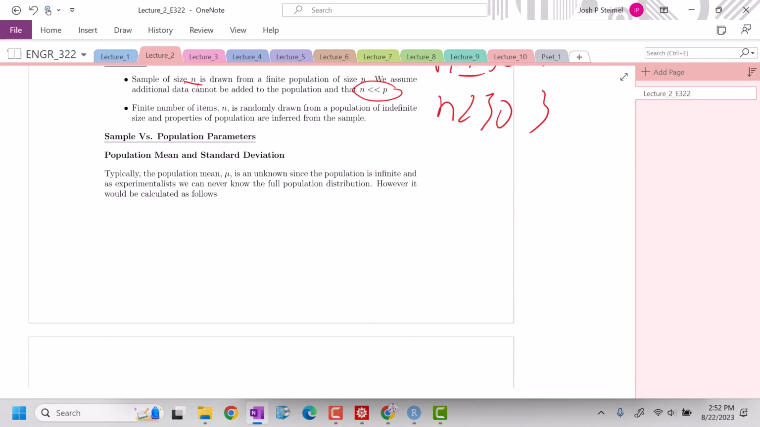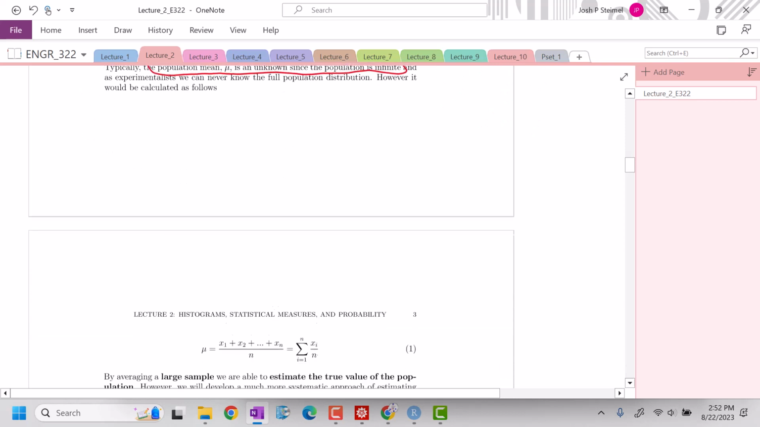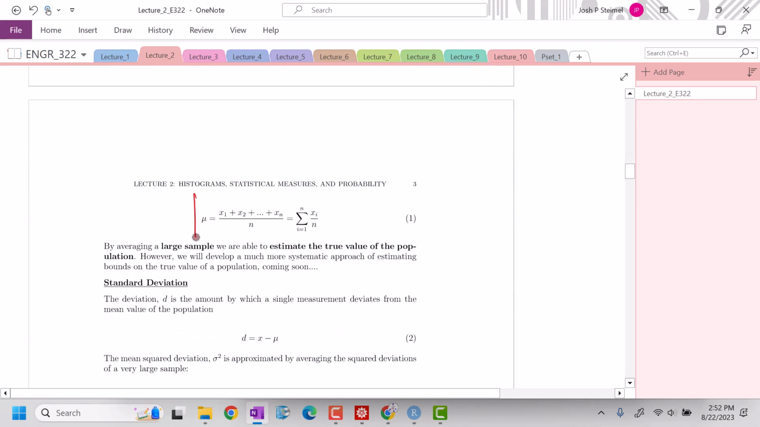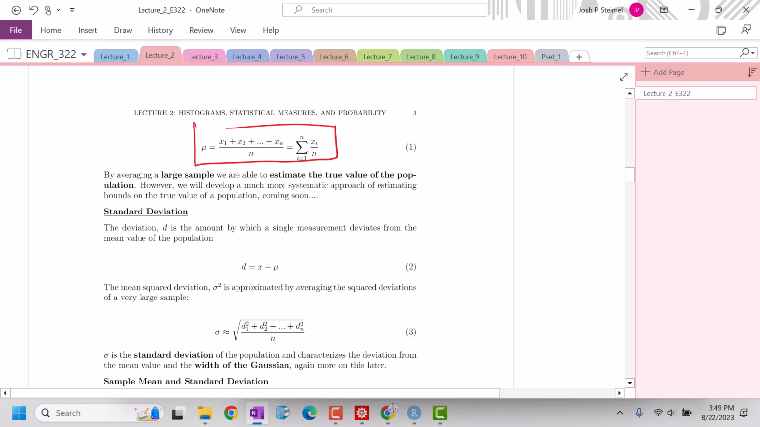One of the things I went through assuming people knew, and I've been mentioning this, but let's explicitly define it. There are different parameters that we have to calculate for the population and the sample. So the population mean, mu, is typically an unknown. We never really know it. But if we did have all the measurements, just like we did for our example, we could use this expression to calculate the population mean. We don't really know it, but for a very, very large sample size, it's a pretty decent estimate.